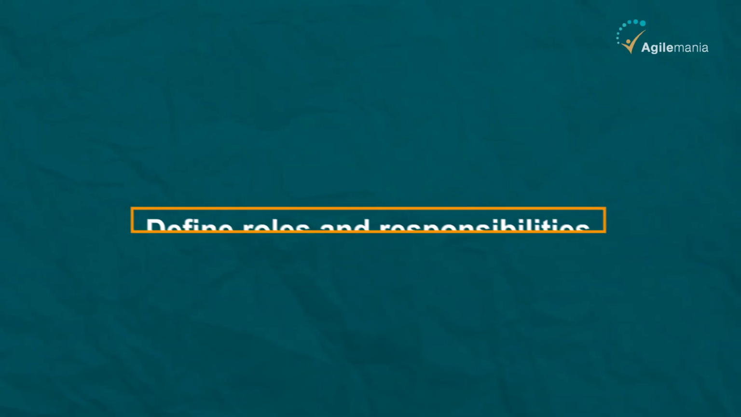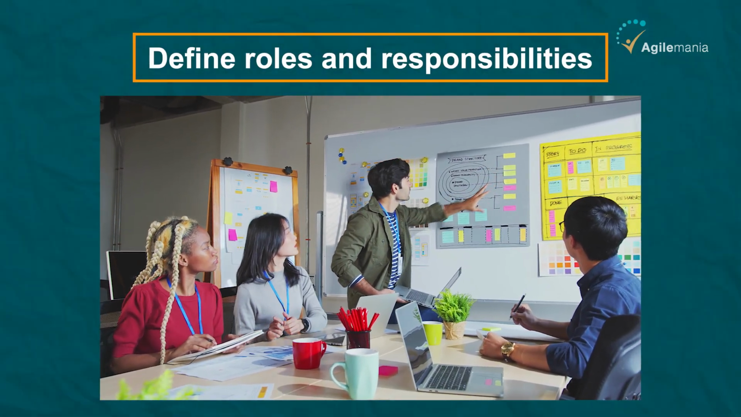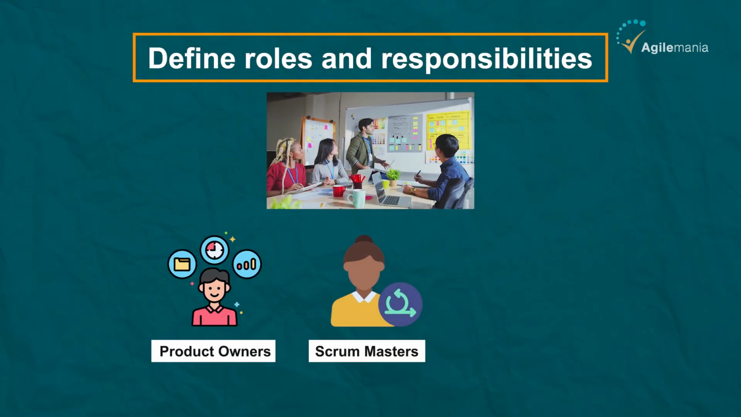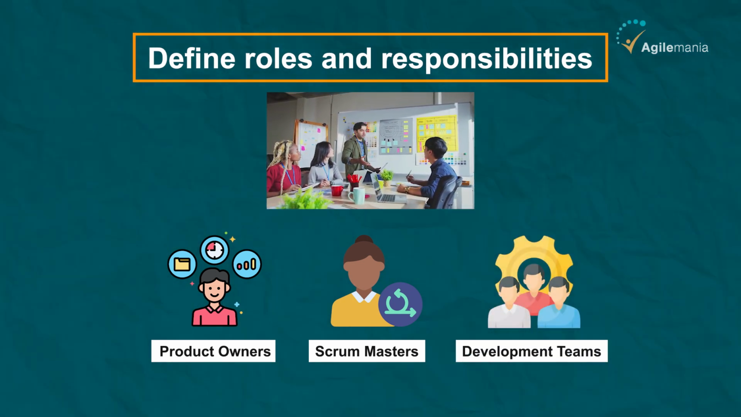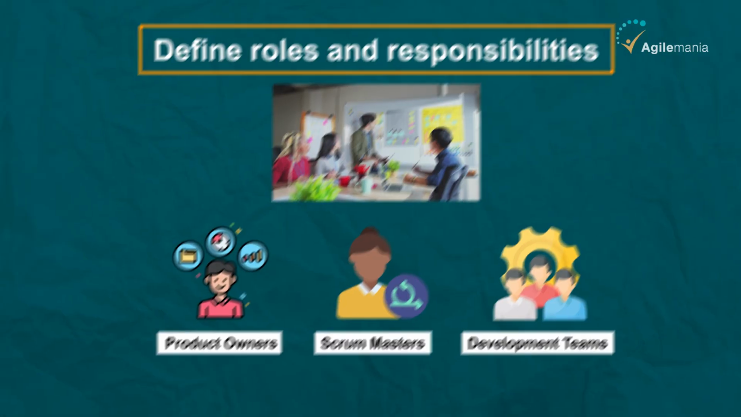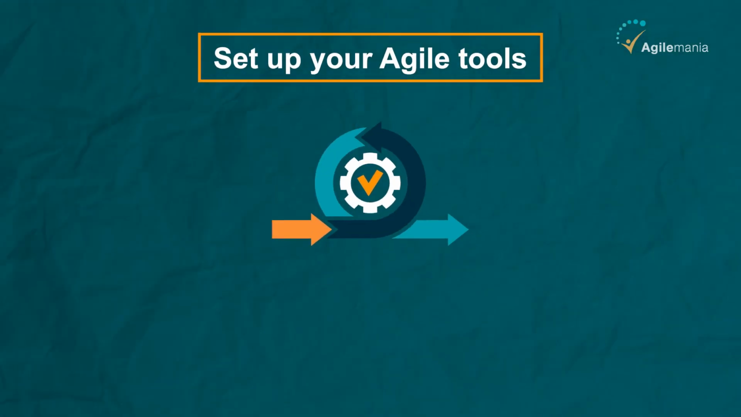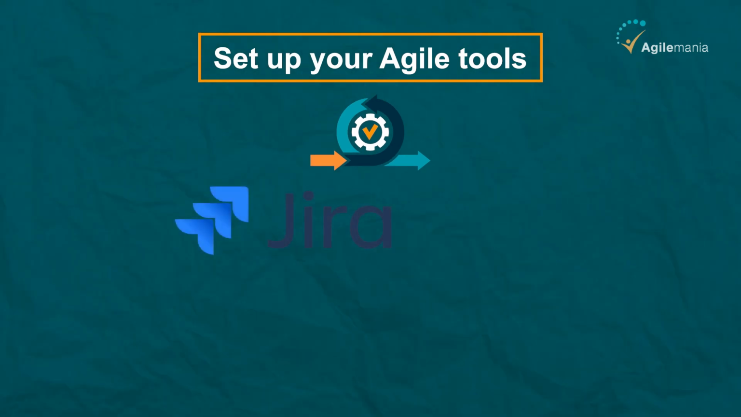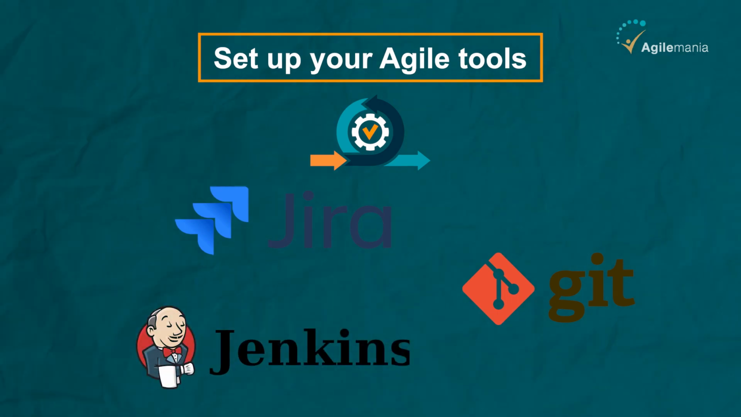Define roles and responsibilities. Agile teams have specific roles and responsibilities, including product owners, Scrum Masters, and development teams. It's important to define these roles upfront so everyone knows what's expected of them. Set up your Agile tools. Agile projects require specific tools, such as a project management tool like Jira, a version control system like Git, and a continuous integration/continuous deployment (CI/CD) tool like Jenkins. Make sure your team has access to these tools and knows how to use them.